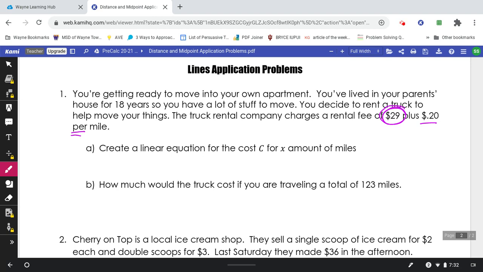You probably recognize the word per as something you're going to have to multiply. Create a linear equation for the cost, C, that means they want the cost to represent the letter C, for x amount of miles. So C equals, what does it cost in order to rent this truck? See if you can write something down. You've already got your C equals at the beginning, so all you have to do is think about how much it is per mile, your total rental fee, and then just putting in a variable where it belongs.